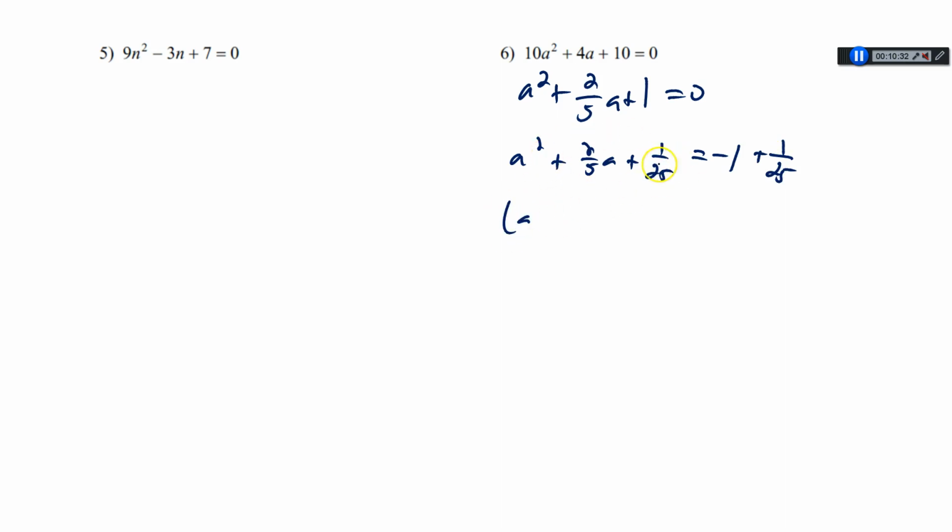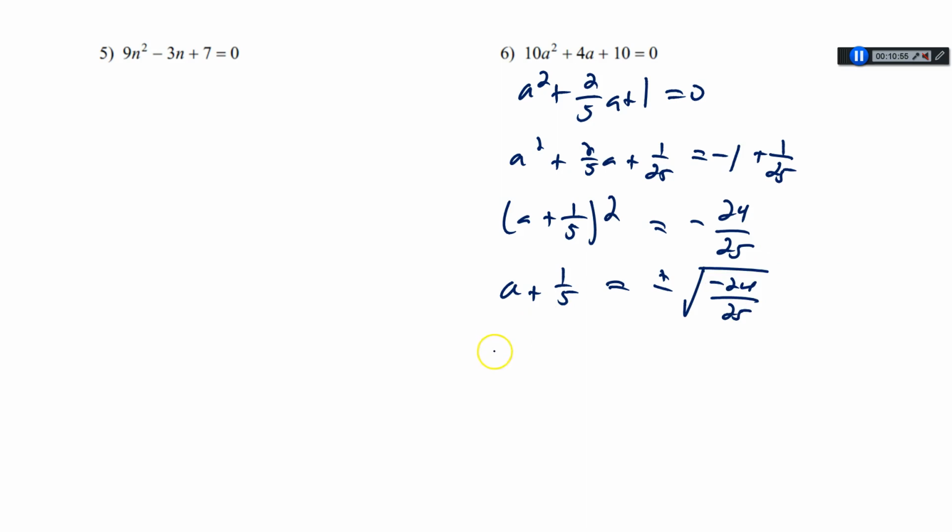So on the left side we have a plus 1/5 squared, equal to -1, that's -25/25, plus 1/25 is -24/25. Square root both sides. Ooh, we're going to have an i here, it looks like. So we're going to have a plus 1/5 equal to plus or minus square root of -24/25. So root 24, I can take an i out of there, and also a 4. So this is going to be 2i root 6 divided by 5.